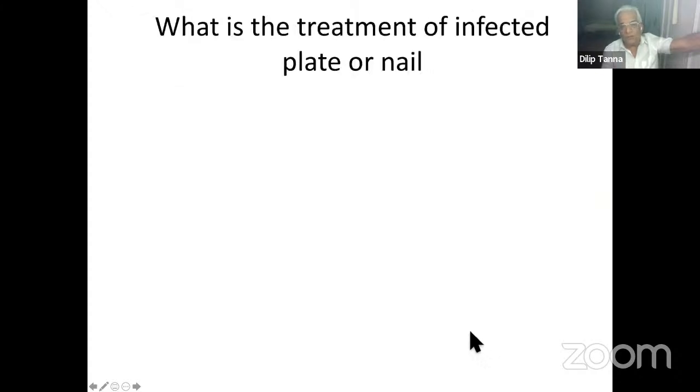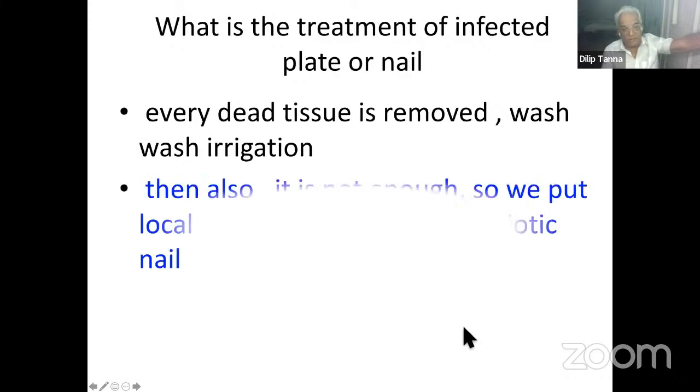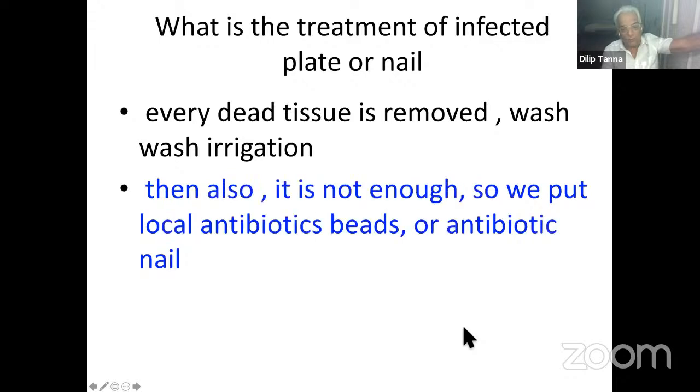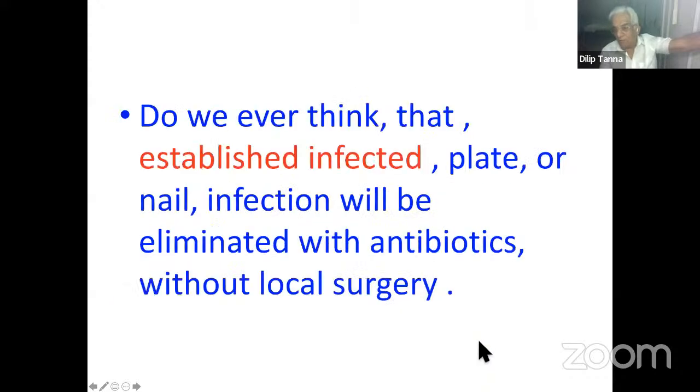What is the treatment of an infected plate or nail? Every dead tissue is removed, with washing and irrigation. That is still not enough, so we put local antibiotic beads or an antibiotic nail, and then culture-sensitive antibiotic parenterally for 6 weeks. Do we ever think that an established infected plate or nail infection will be eliminated with antibiotics without local surgery? We never think of that, while for chest infections and all, we know that we do only that.